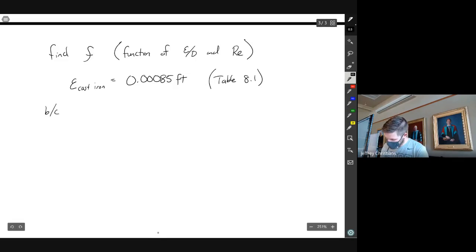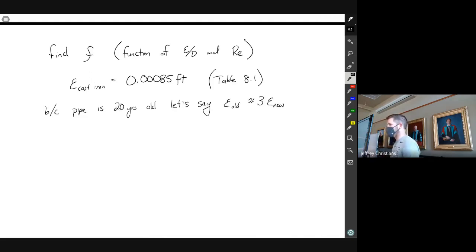So let's say that the roughness of our old pipe is about 3 times what it would be for a new pipe. I don't know that that's true. I'm making it up. But typically, once you get a solution, you can check how much roughness actually contributes to it.